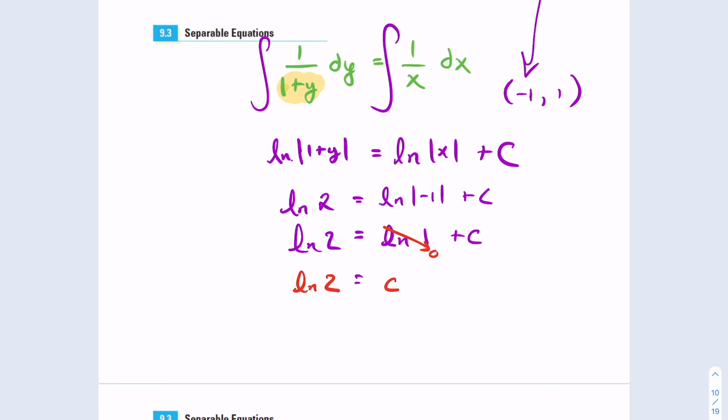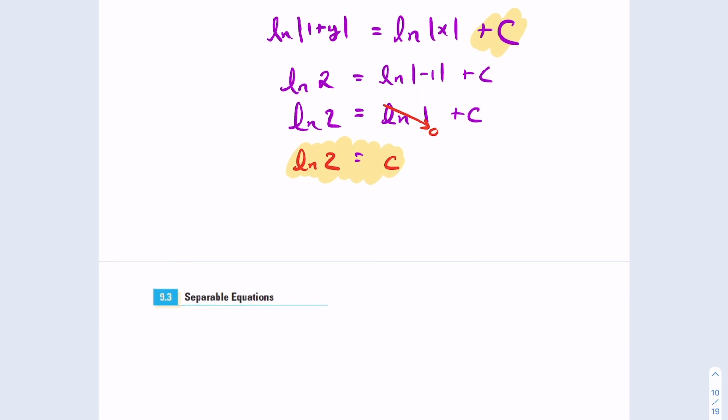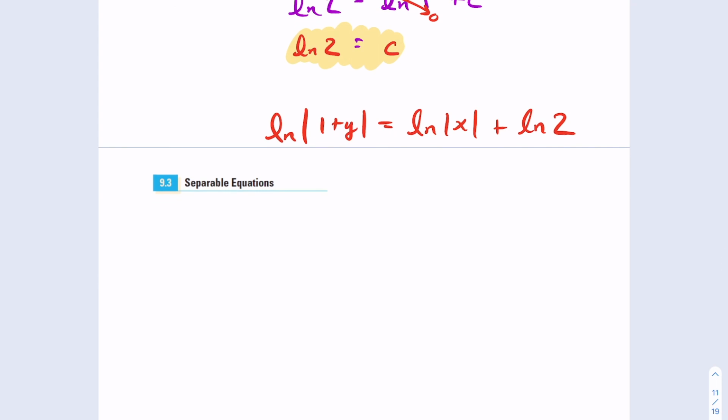All right, so we separated, we integrated, we were able to find c. Let's plug that guy back in. Okay, so here we have the natural log of the absolute value of 1 plus y is equal to the natural log of x plus the natural log of 2. Okay, not the cleanest answer.